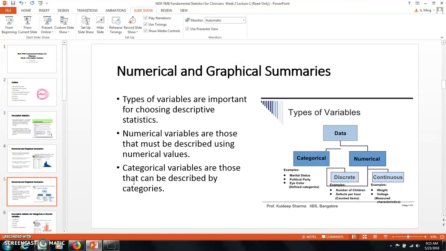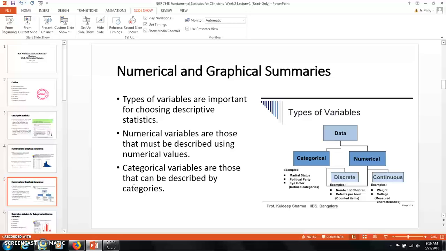When we decide what type of descriptive statistics we should use for a variable, the types of variable are very important. Numerical variables are those that must be described by using numerical values, and categorical variables are those that can be described by categories. In general, if you look at the diagram on the right, we can classify data into categorical data and numerical data. For example, marital status is a categorical variable. And in numerical variables, we can have discrete variables, for example, number of children, that is count data, or continuous variables such as weight or age.